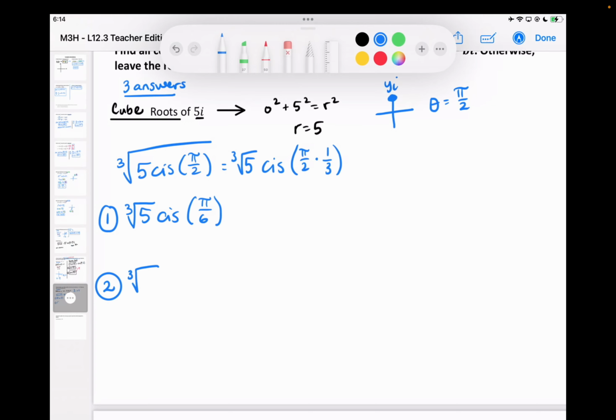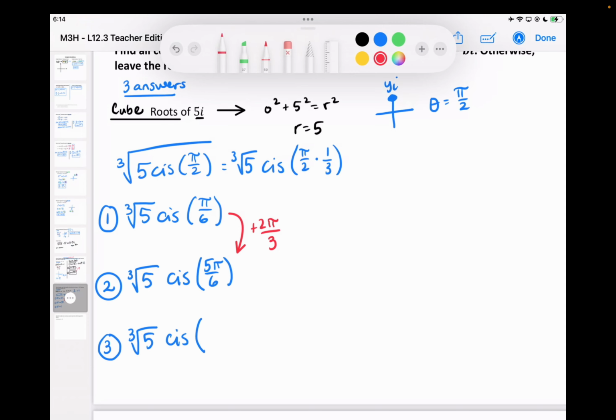So we've got the cube root of 5 cis, and then remember, we're going to take a full rotation, which is 2 pi, and divide it by the number of solutions, which is 3, and that's what we're going to end up adding to this value. Pi 6 plus 2/3 is 5 pi 6. And that also is a typical unit circle angle, so we will have to convert that one as well, but let's do our last one first.